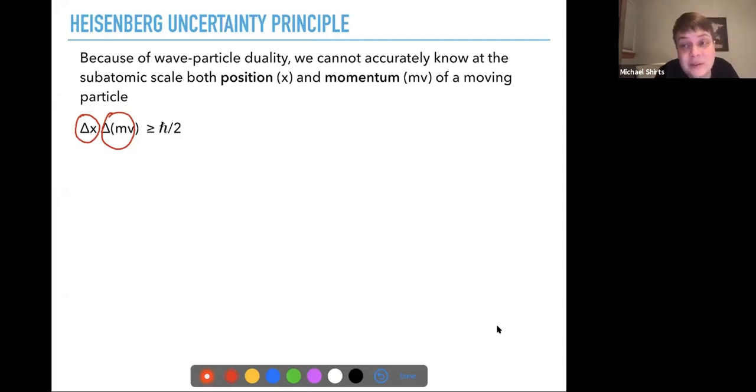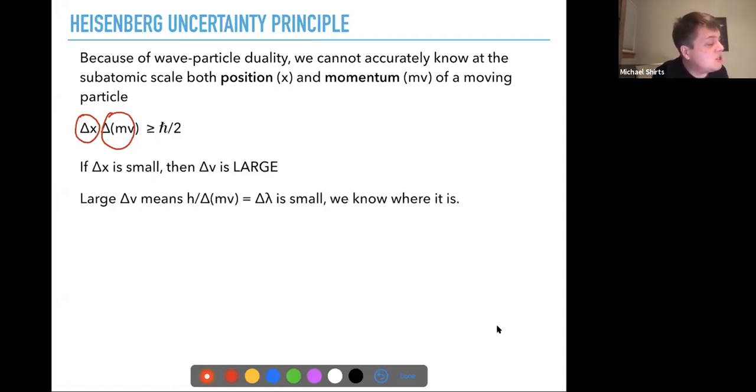It's only when we're dealing with things at the length scale and the mass scale of atomic particles that it really matters. So what does it say? If the uncertainty in x is small, then the uncertainty in the momentum is large. So a large uncertainty in momentum means that h over the uncertainty in momentum, the uncertainty in the wavelength, is small. We know we have localized the object, we know where it is.